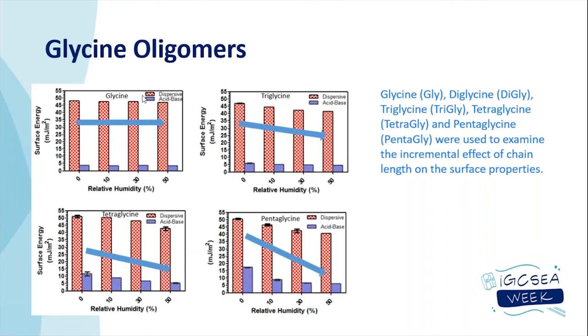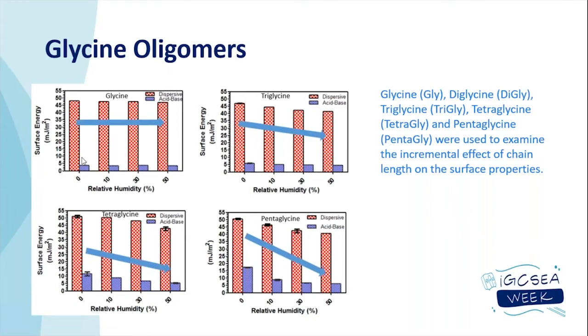And we can see here from the glycine, as we go from 0 to 50% relative humidity, basically no change. Water does not interact very strongly with this material, and we see almost no change or no measurable change in the surface energy of that material. However, as we increase the chain length of the glycine, we can see that moisture has a stronger and stronger effect on the surface energy.